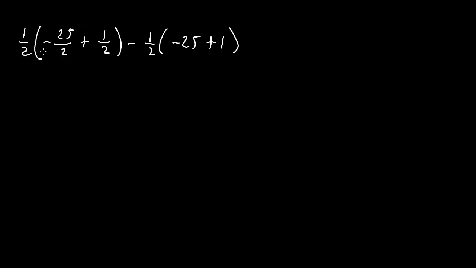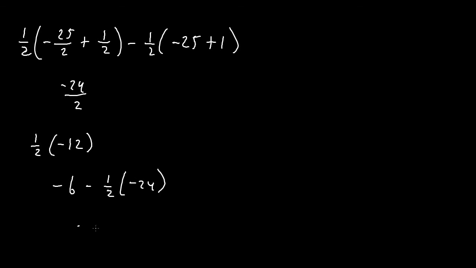Now negative 25 over 2 plus 1 over 2 is negative 24 over 2. Negative 24 over 2 is negative 12. So we get negative 12 times 1/2, which gives us negative 6. So negative 6 minus 1/2 times negative 25 plus 1 is negative 24. And we get negative 6 minus 1/2 times negative 24 is negative 12. Two negatives make a positive, so negative 6 plus 12 will give us a final answer of 6.